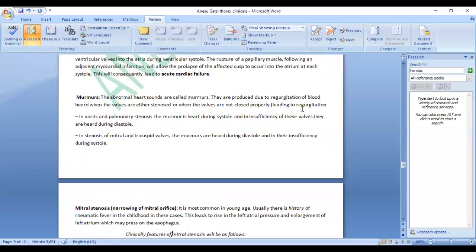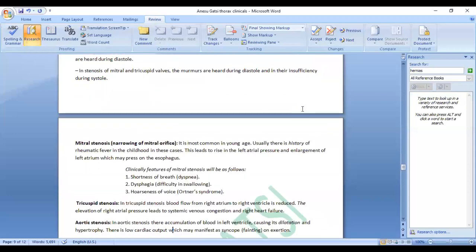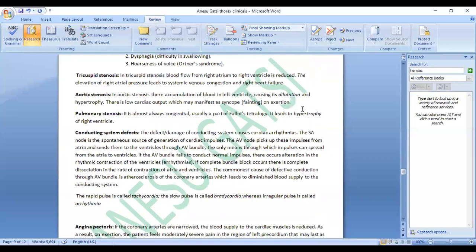So that's stenosis, and then you may have conduction defects in the heart. Remember that the heart has its own pacemaker, that is the SA node. The AV node picks up the impulses from the atria and sends them to the ventricles through what is known as the AV bundle, which is the only means through which impulses can spread from the atria to the ventricles.